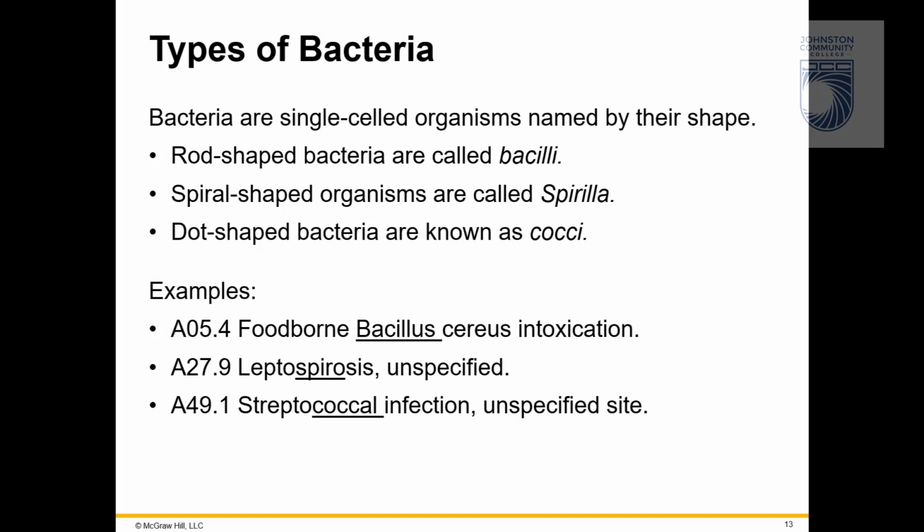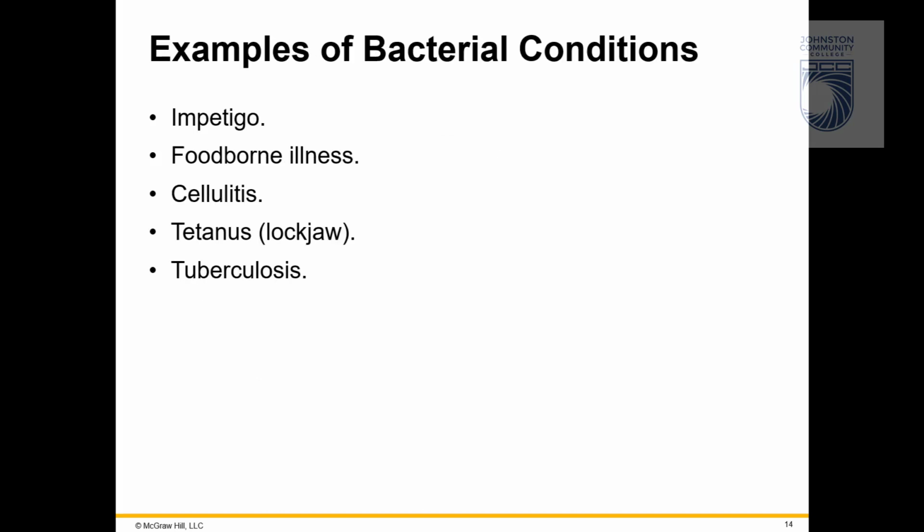Examples here: A05.4 foodborne Bacillus cereus intoxication, A27.9 leptospirosis unspecified. Then we have A49.1 streptococcal infection unspecified site. Examples of bacterial conditions include impetigo, foodborne illness, cellulitis, tetanus or lockjaw, and tuberculosis.